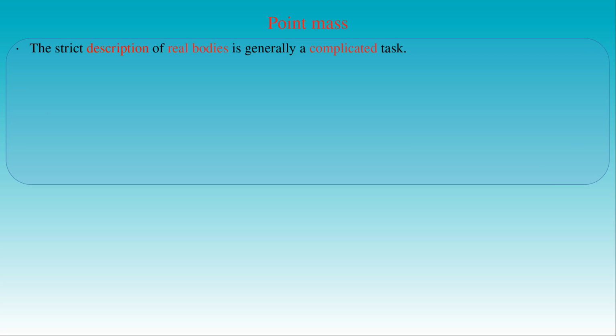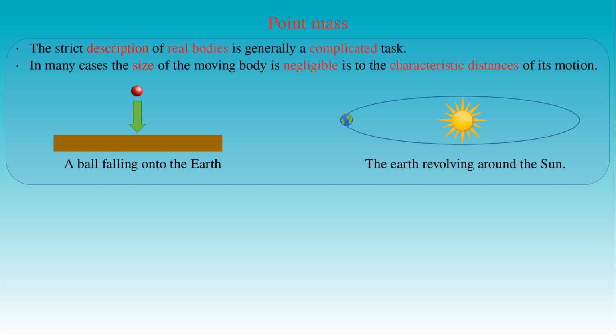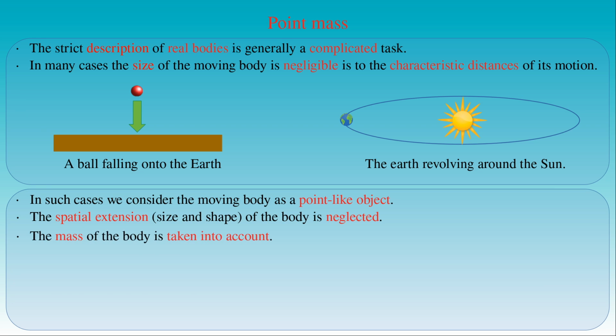In order to give a comprehensive description of the moving bodies, we need to talk about all their relevant properties for the study of their motion. The strict description of real bodies is generally a complicated task. However, in many cases the size of the given body is negligible compared to the characteristic distances related to its motion. For example, in the case of a falling ball, or the Earth revolving around the Sun. In such cases we can consider the body as a point-like object. This means we neglect the spatial extension, that is the size or the shape of the object, but we still take the mass of the body into account.